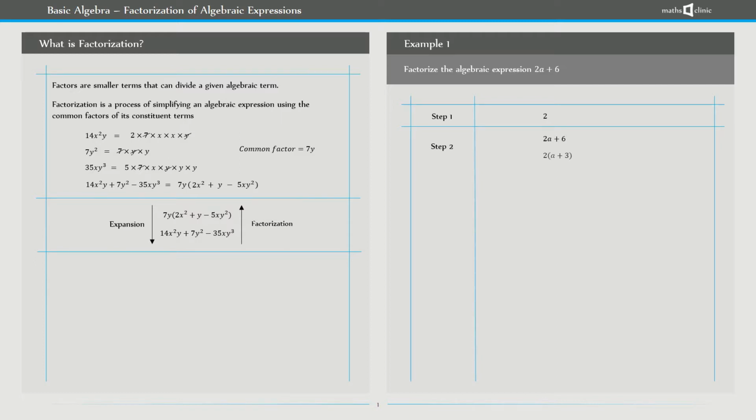Factorizing 2a plus 6 with 2 would have 2 outside the bracket, and inside would have a plus 3. We simply divide 2a by 2, we have a, and we divide 6 by 2, we have 3. It's that simple. There really isn't much to it. That's how you factorize an algebraic expression. Let's try another example.